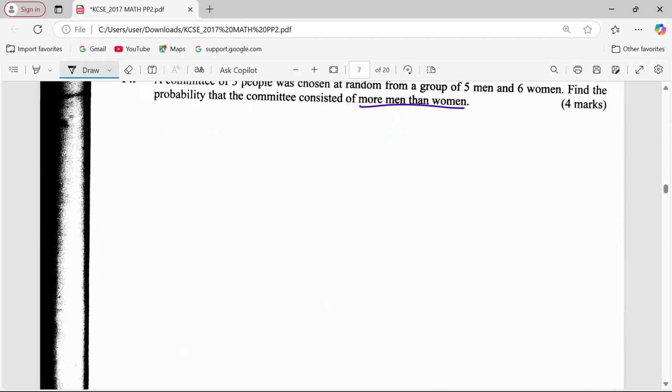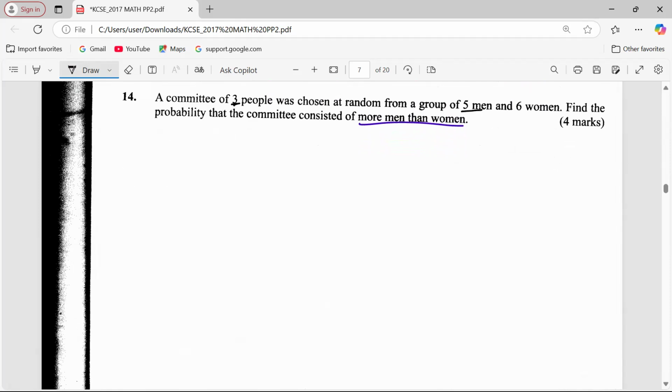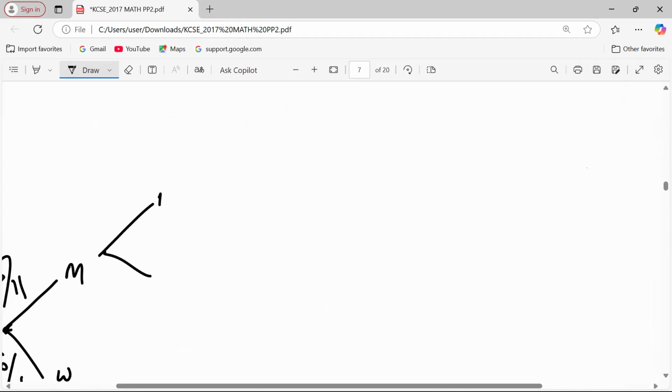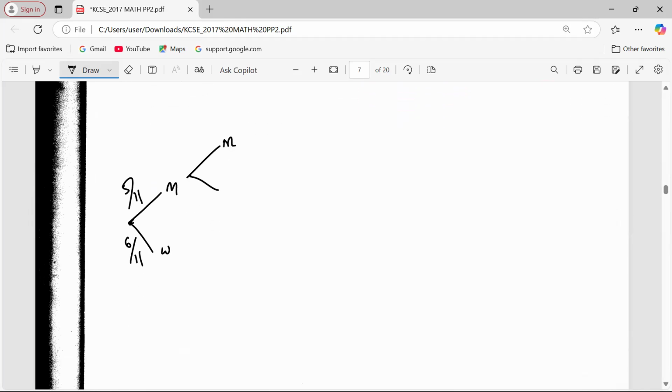And for the tree diagram, we are choosing 3 people. Then there are 5 men and 6 women. So we can start with men, then women. Choosing a man in the first case is 5 over 11, then 6 over 11 for a woman. After choosing a man, in the second picking, choosing a man again will go down to 4 over 10. And choosing a woman, 6 over 10.